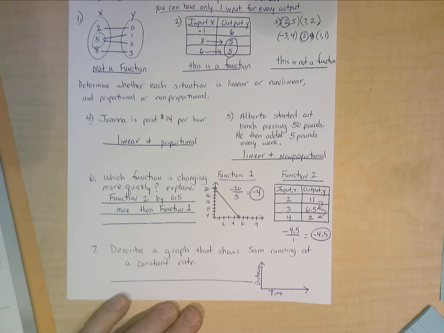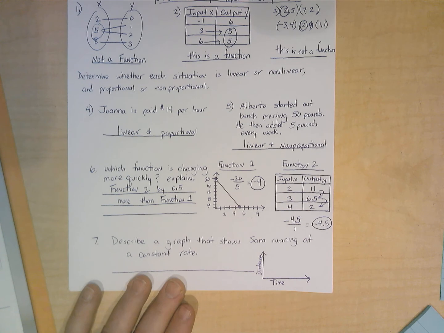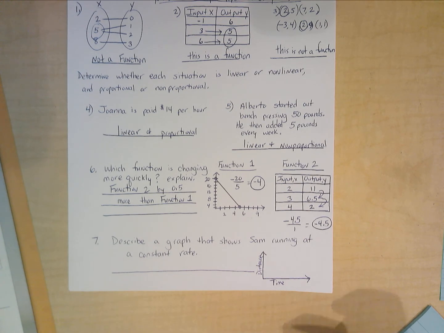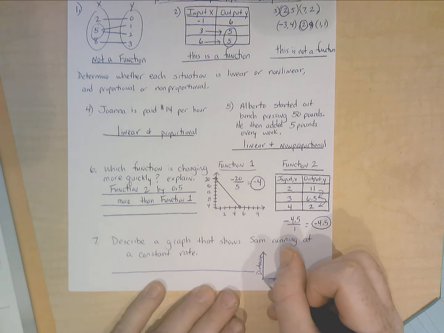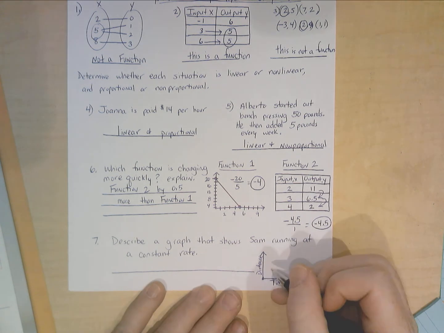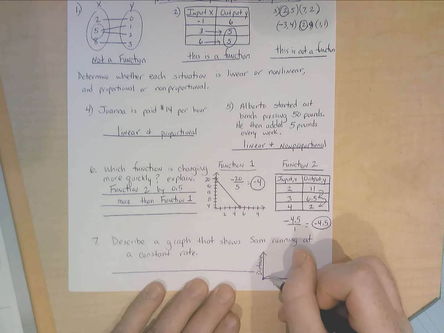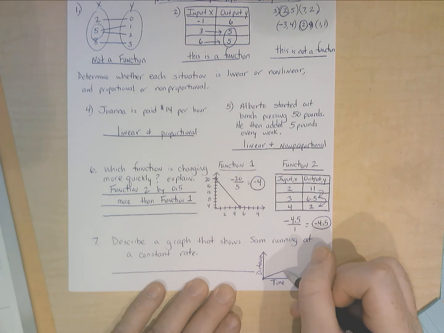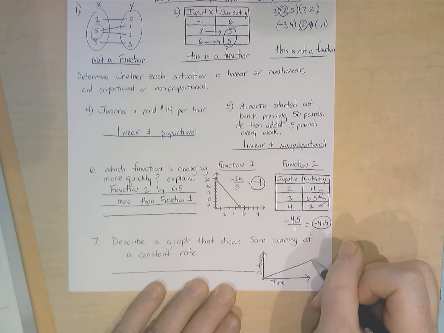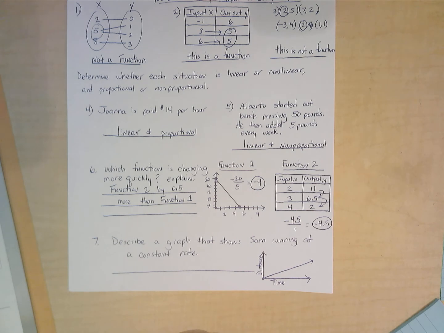Okay, and then 7, last but not least, describe a graph that shows Sam running at a constant rate. Now, if you wanted to draw it, obviously you start at 0 because he hasn't run anything yet. But as he's running, time is increasing. As time is increasing, more distance is being run, right? It should be something like that, right? Should be similar to that.